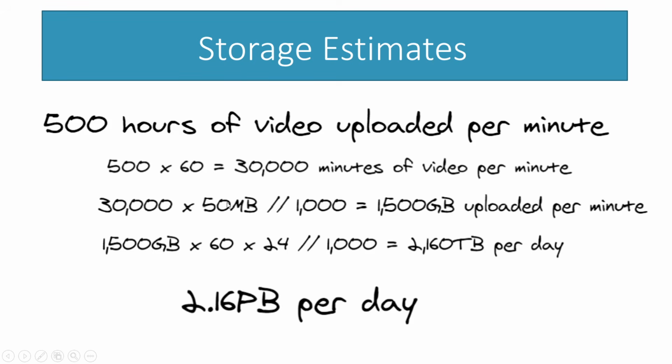So we're going to multiply the 30,000 times 50 megabytes, and then divide by 1,000 to convert megabytes to gigabytes. And what that gives us is 1,500 gigabytes uploaded per minute. Then daily, we take 1,500 per minute times 60 minutes in an hour times 24 hours in a day, and then divide by 1,000 again to convert from gigabytes to terabytes, and that gives us 2,160 terabytes per day, or 2.16 petabytes of data per day.